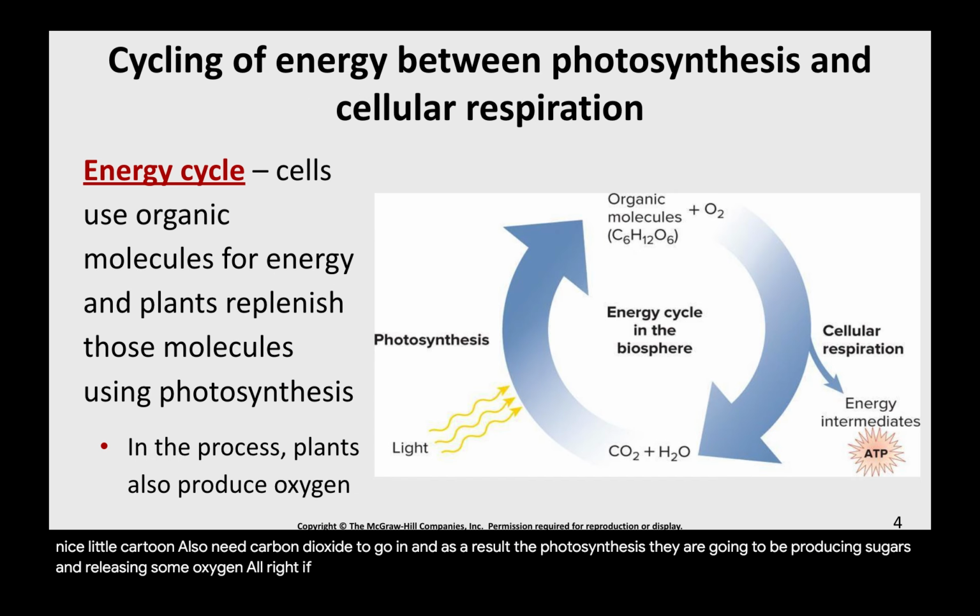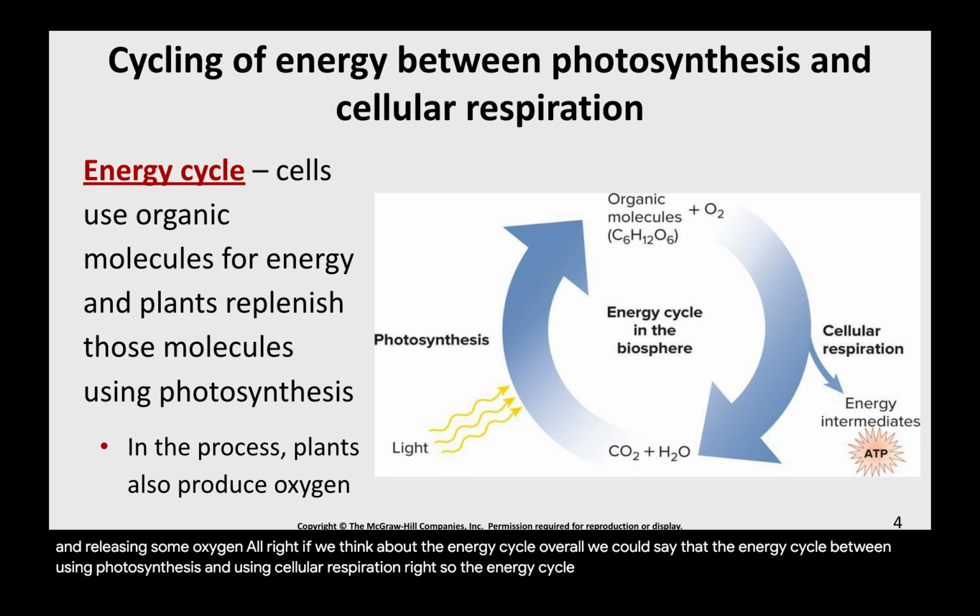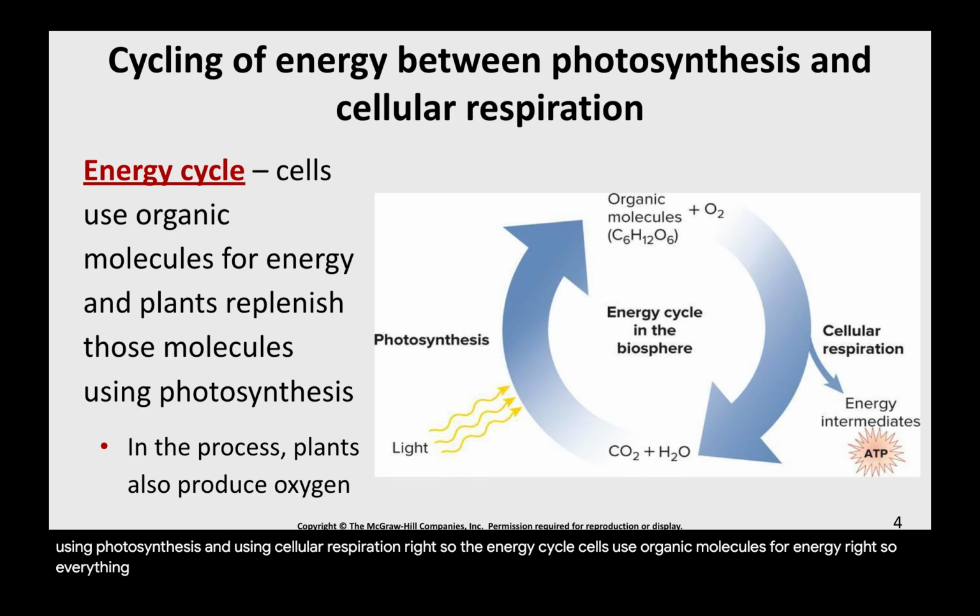All right, if we think about the energy cycle overall, we could say that the energy cycle is this cycling between using photosynthesis and using cellular respiration. In the energy cycle, cells use organic molecules for energy, so that'd be things like sugars, carbohydrates. We can consume these or we can make them. And then plants replenish those molecules using photosynthesis. So it's this cycle.